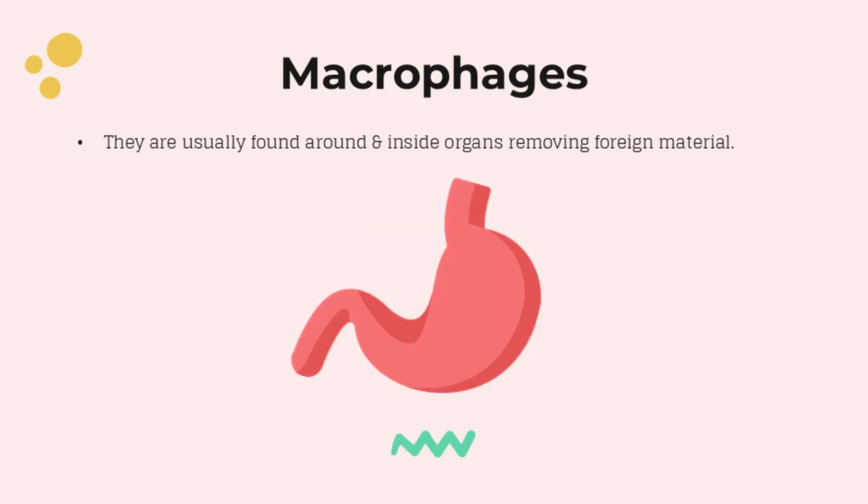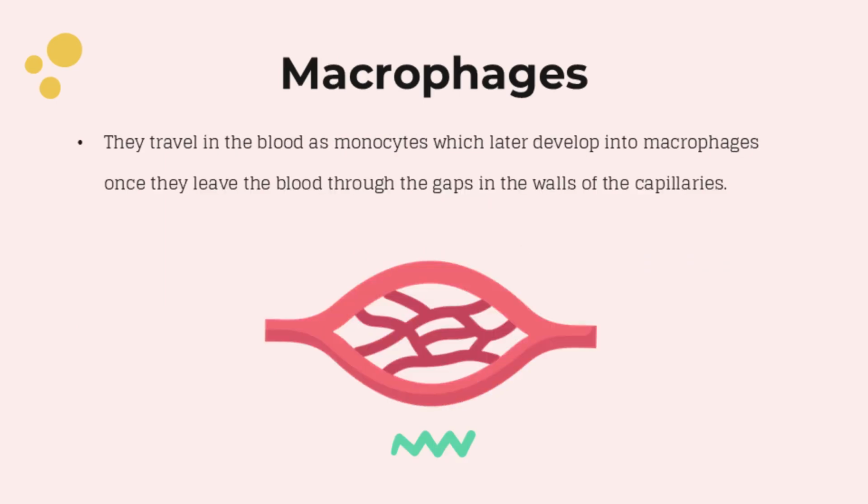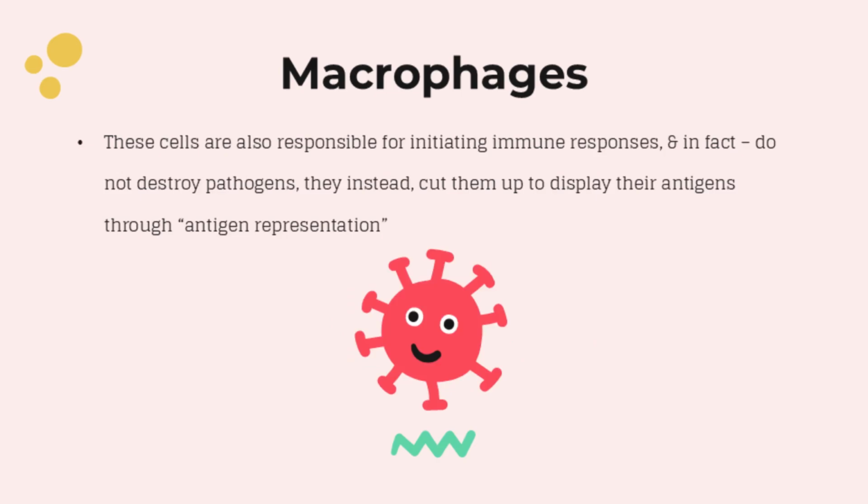Macrophages. They are usually found around and inside organs, removing foreign material. They travel in the blood as monocytes, which later develop into macrophages once they leave the blood through the gaps in the wall of the capillary. They are also responsible for initiating immune response. They don't destroy microorganisms. Instead, they cut them up and display their antigens. This process is called antigen presentation.